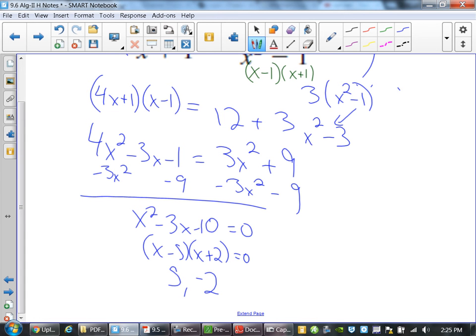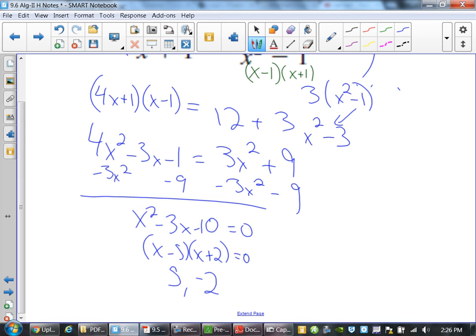I completely forgot the first part. The first part was 4x plus 1 over x plus 1 equals 12 over x squared minus 1. So if I use 5, I get 21 over 6. Does that equal 12 over 24 plus 3? Well, that's 1/2 plus 3. This is 18 over 3, so this is 3.5. Isn't that 3.5? Yes.